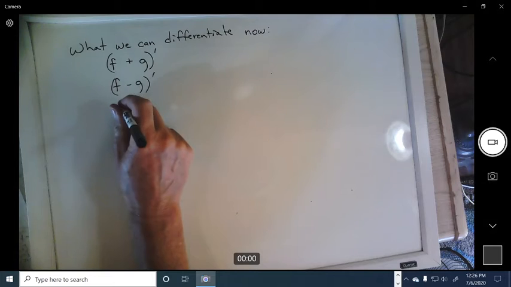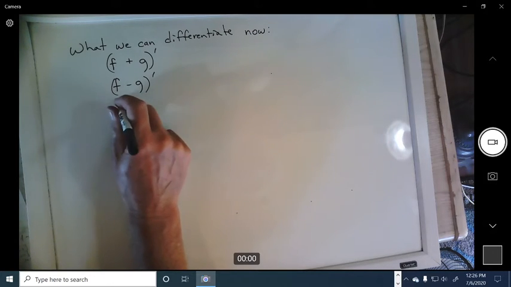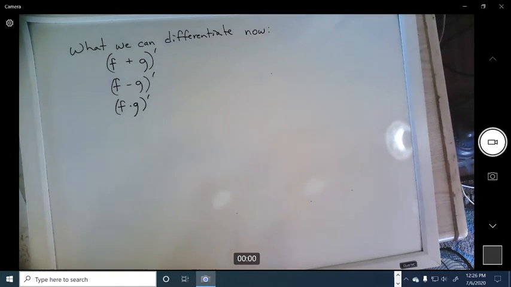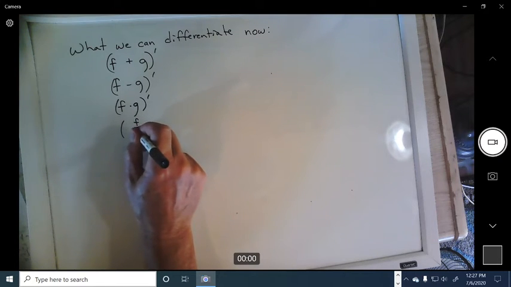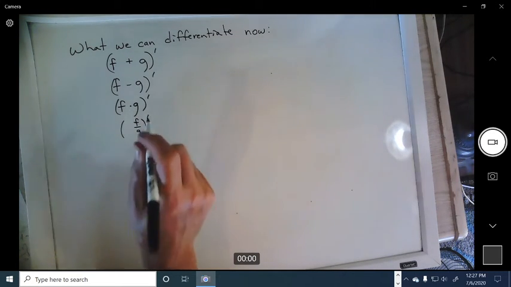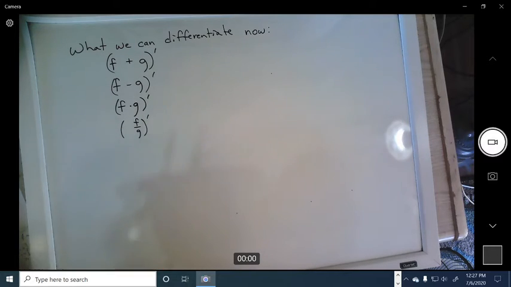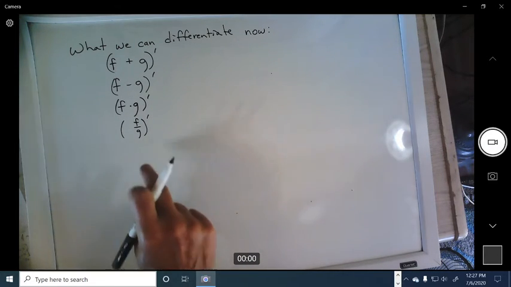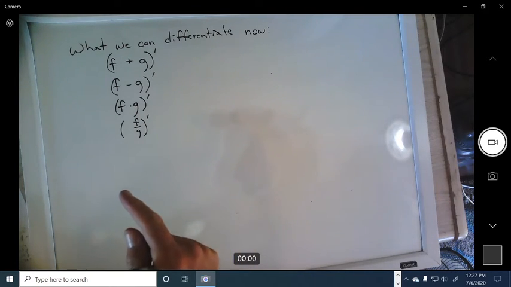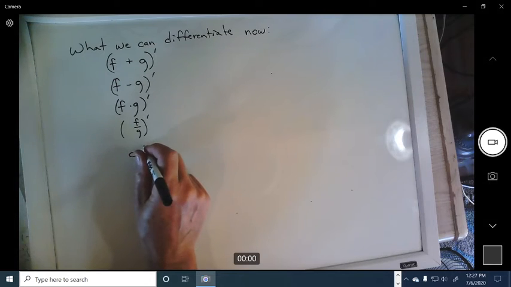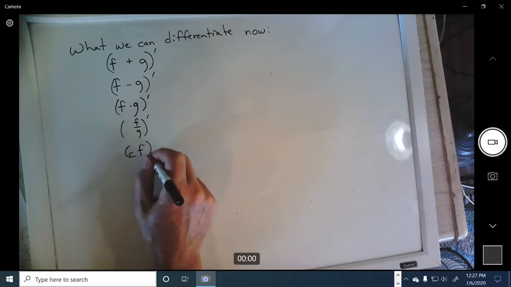If I multiply two functions, now it becomes more difficult. When you take the derivative of the product of two functions, you have to use the product rule. But you can still do this. And if I have the quotient of two functions, each of which I could take the derivative of, I could take the derivative of this. And that gets even more complicated. It's the quotient rule. And I could also take the derivative of a constant times a function.